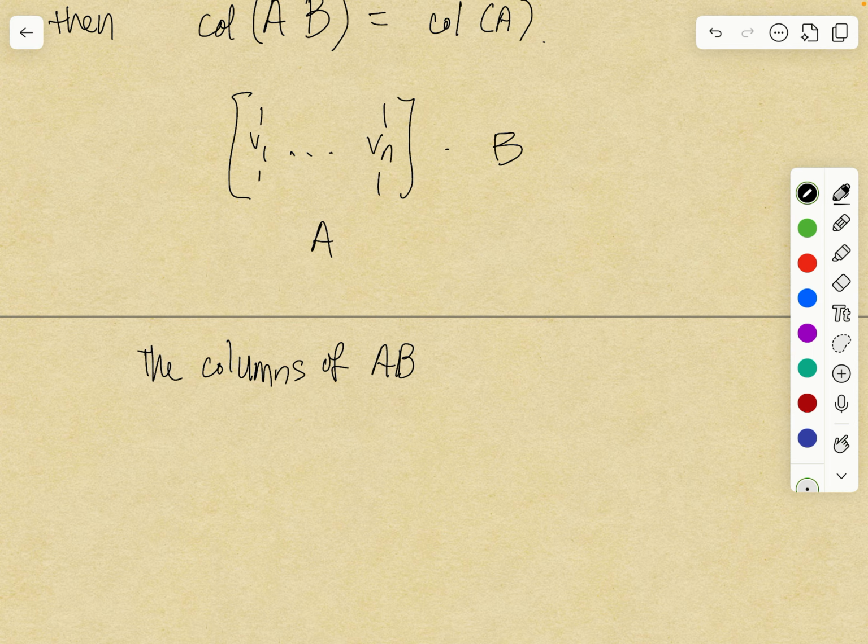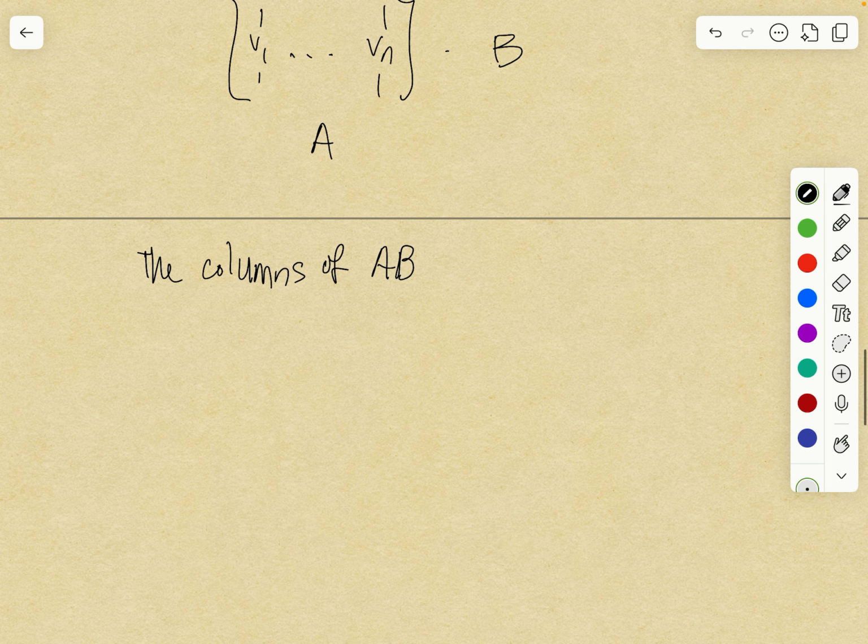If you take A and multiply by the first column of B, that's just going to be a linear combination of the columns of A. And A times the second column of B is also a linear combination of the columns of A. So the first column of AB is A times the first column of B, a linear combination of columns of A. The second column of AB is A times the second column of B, also a linear combination of the columns of A, etc. So the columns of AB are linear combinations of the columns of A.